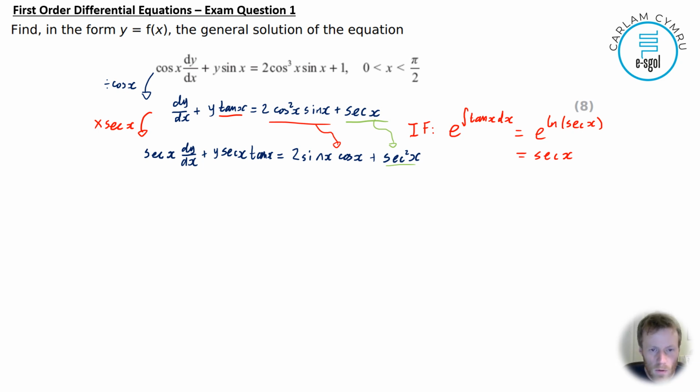So now we've got the format that we would like. We can say that using the sort of reverse of the product rule, we're going to get the derivative of y sec x with respect to x is equal to, and this is where I'm going to collapse this here, that's equal to sin 2x plus sec squared x.